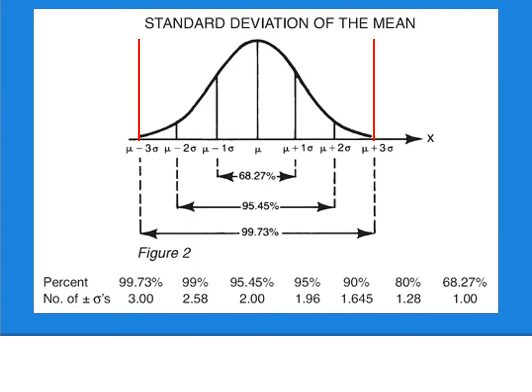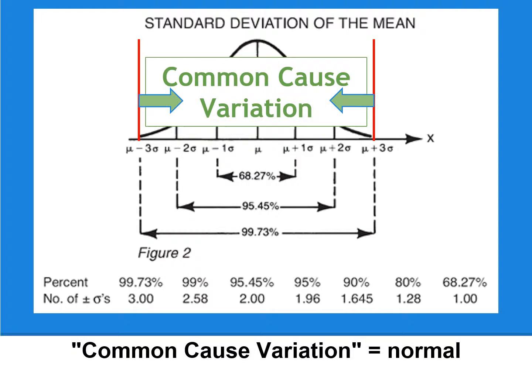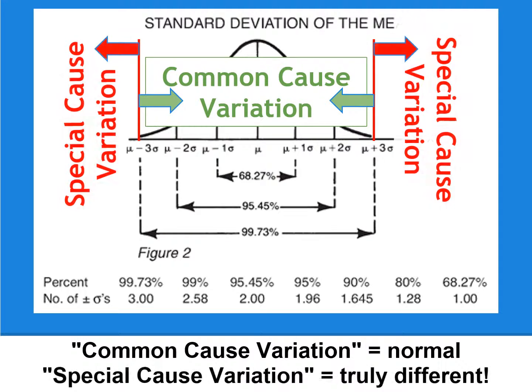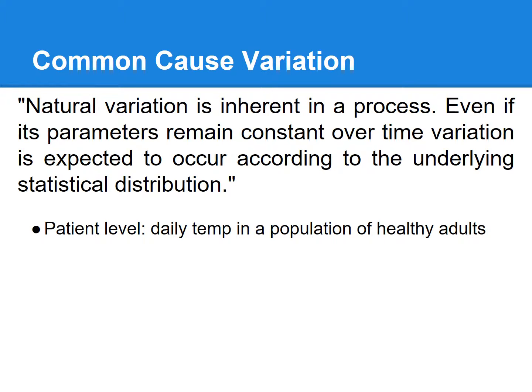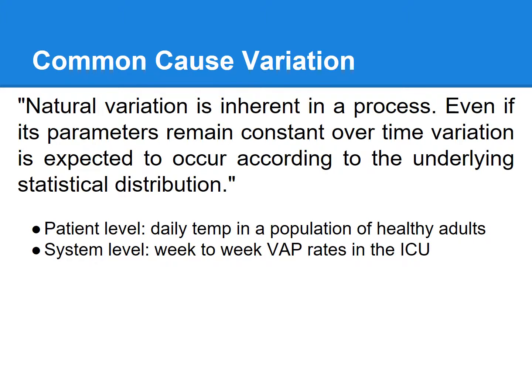So this is our normal distribution, and between those 3 standard deviation lines, anything that falls within this range is called common cause variation. Outside of those ranges, we call it special cause variation, and those are values that are truly different. So common cause variation is the natural fluctuation in the measurements that you're taking that is due to the process itself. At the patient level, you could think about this as the fluctuations you would see in the daily temperature readings if you took the temperatures of a healthy population of adults every day. On a system level, it's the week-to-week fluctuation in something like the ventilator-associated pneumonia rates in the ICU.